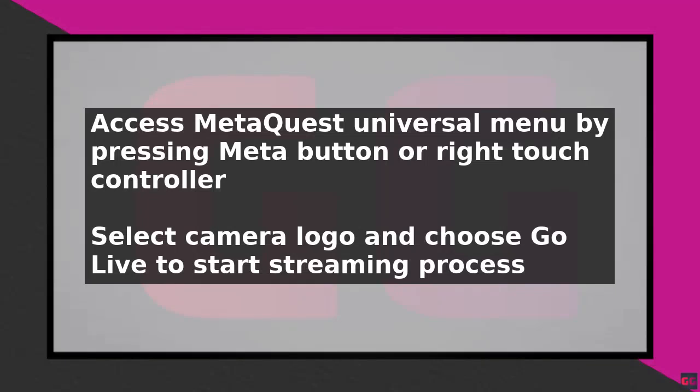To stream and record on Meta Quest 3 using OBS, start by pressing the Meta button or the button on the right touch controller to access the Universal menu. From there, select the camera logo and then choose Go Live. Next, select Cast the Browser, and then Continue.